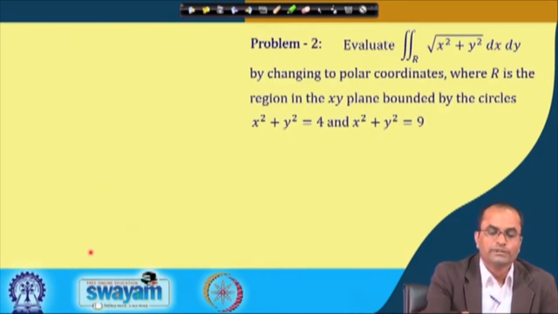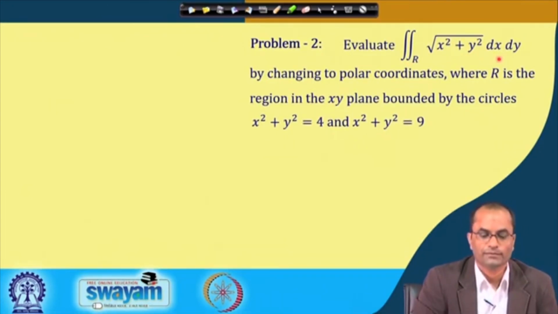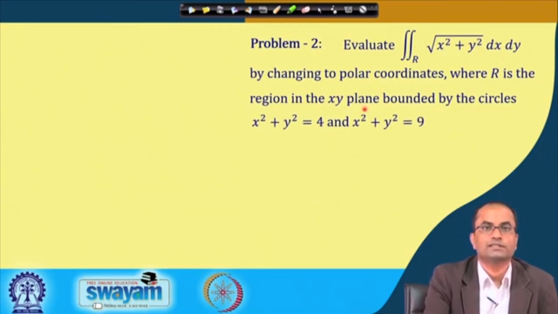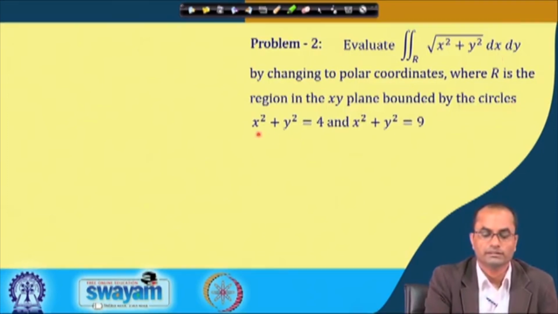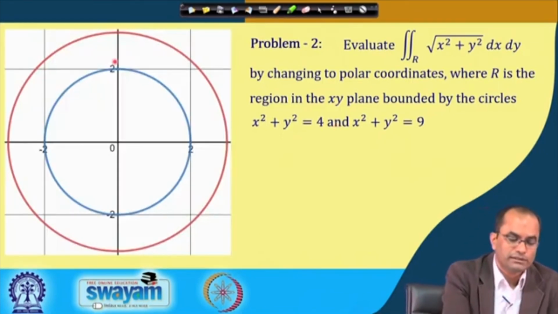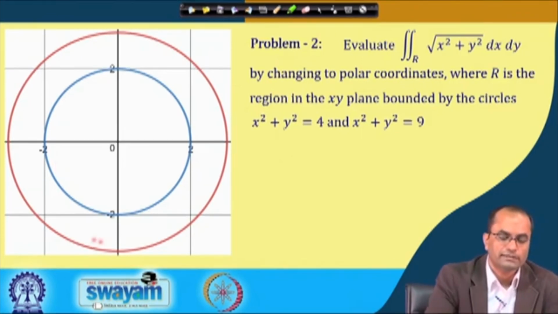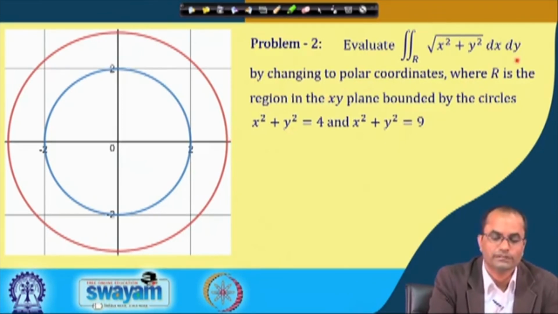The last example which we want to evaluate here is this integral over R of the square root of x square plus y square, dx dy, by changing to polar coordinates, and this R is the region in the xy plane bounded by the circles x square plus y square is equal to 4 and x square plus y square is equal to 9. So, we have two circles with these two radii. One is x square plus y square is equal to 4, with radius 2, and this one with radius 3, and we want to evaluate over this given region.